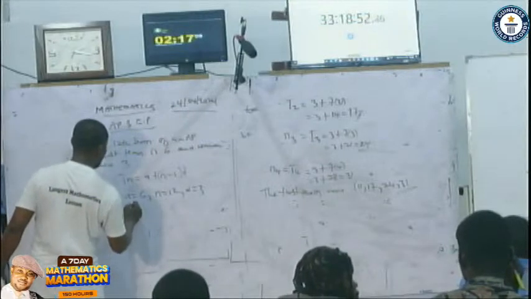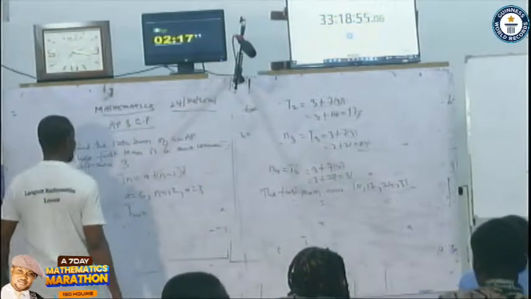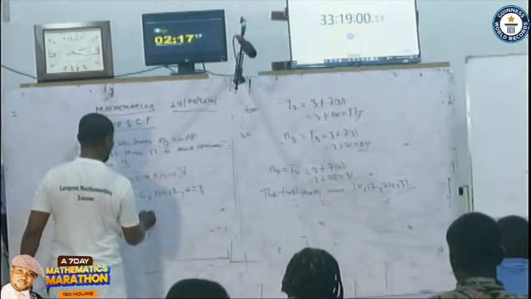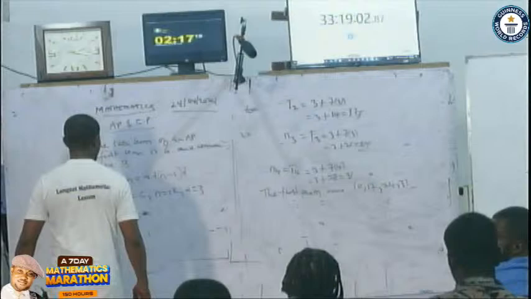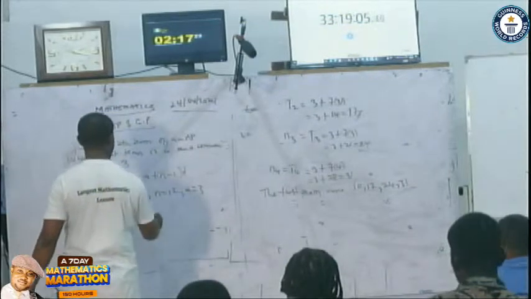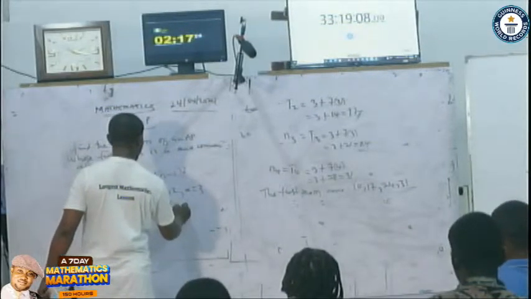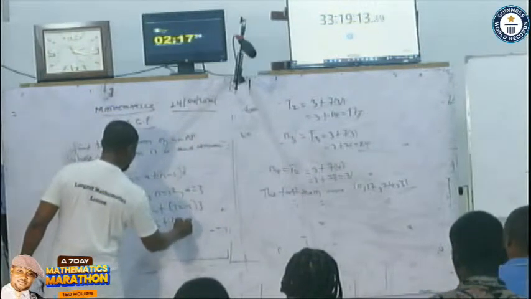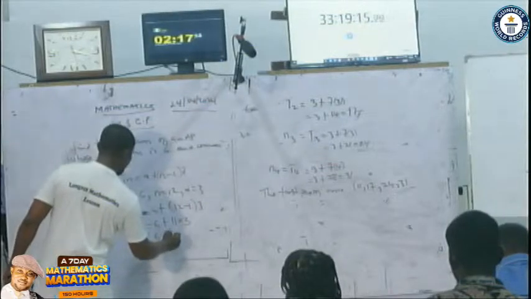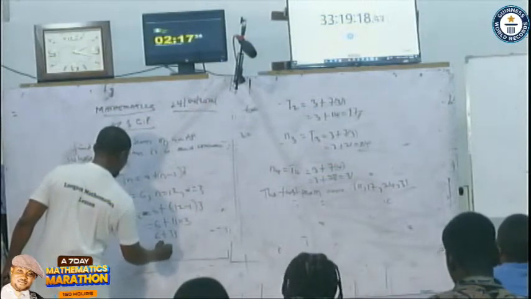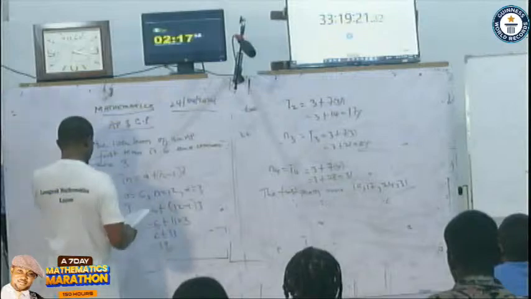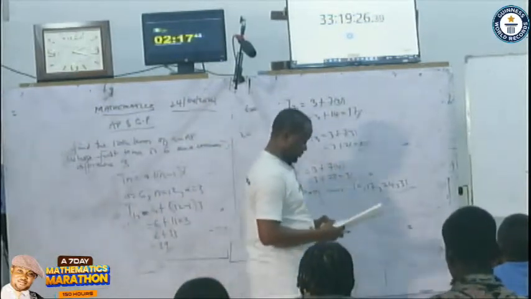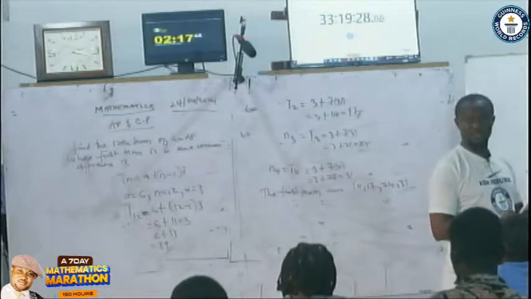So my T12 will now be A, 6, plus 12 minus 1 times the difference D. So that will be 6 plus 11 times 3. So the answer is 39. Is that clear?